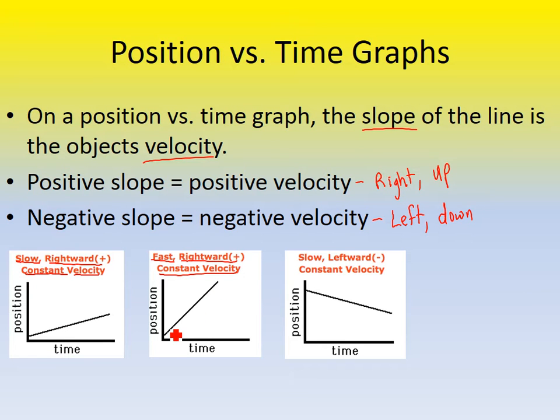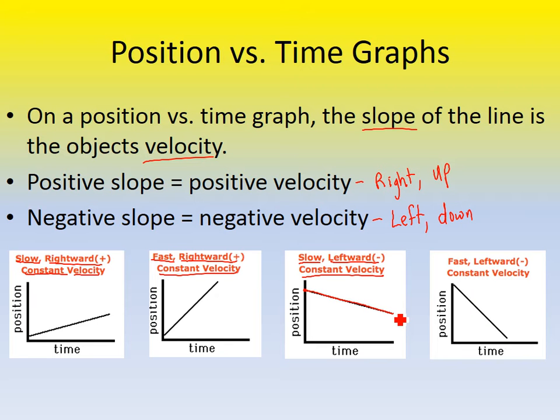Okay, if you wanted to show a slow, leftward constant velocity, we're going to start up here because we've got to have a negative slope because it's going left. So we got to start up here somewhere and just kind of a shallow line because it's going slow. Now what if we wanted to go left but faster with constant velocity? Again, we start up here because we got to have negative velocity, negative slope. But this one, it's steeper. It's a lot steeper. The slope is greater. It's going faster.